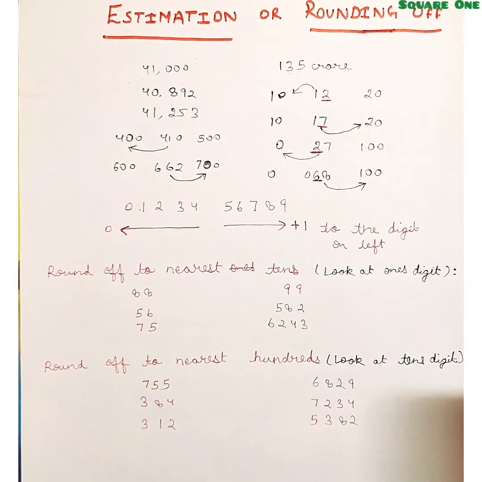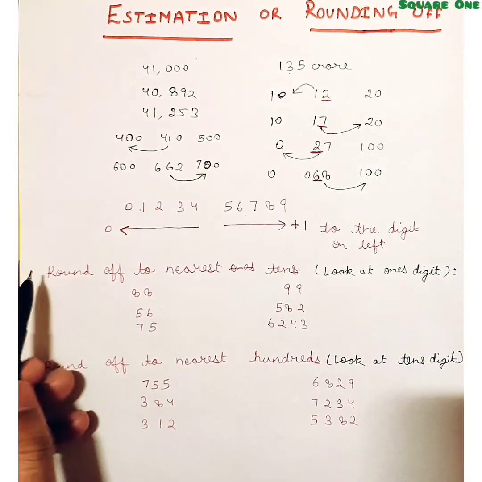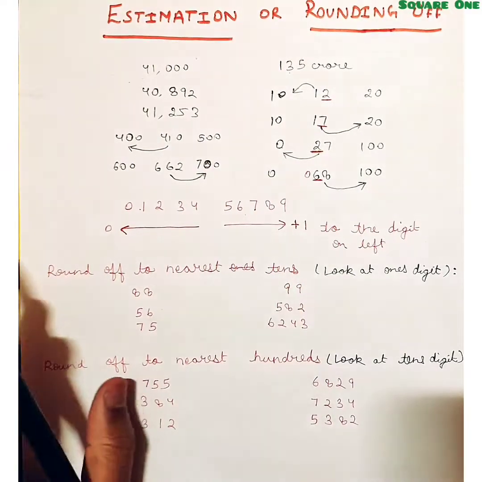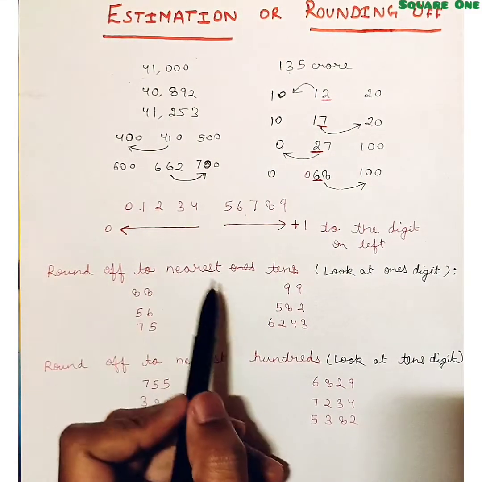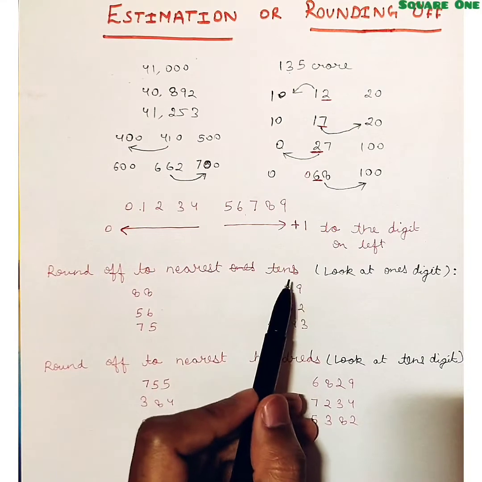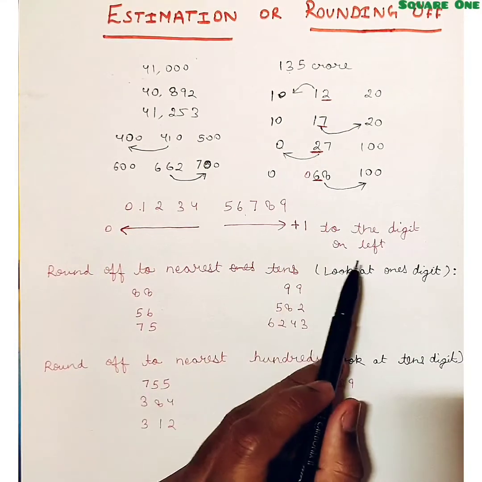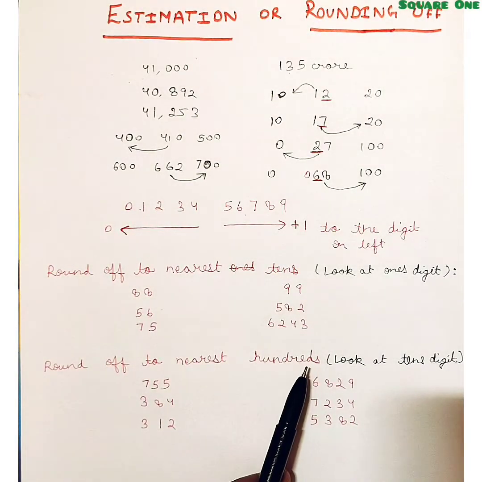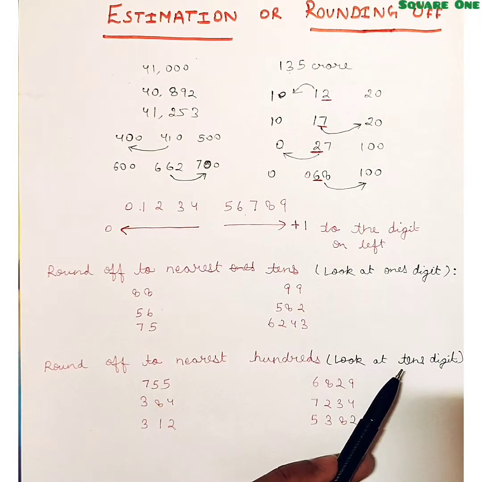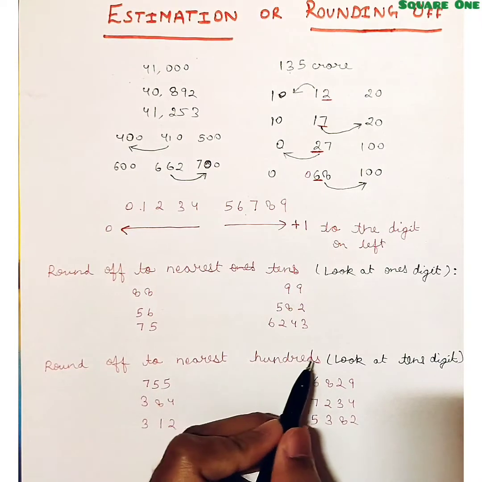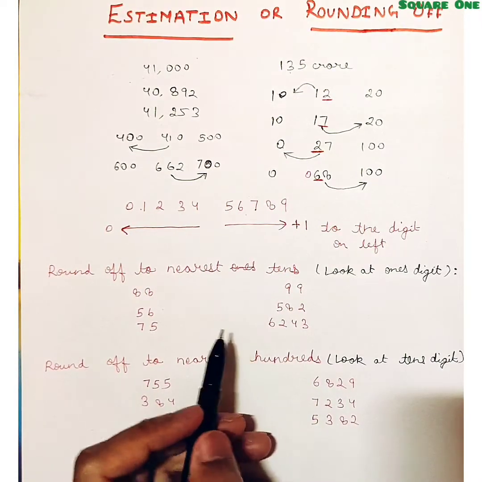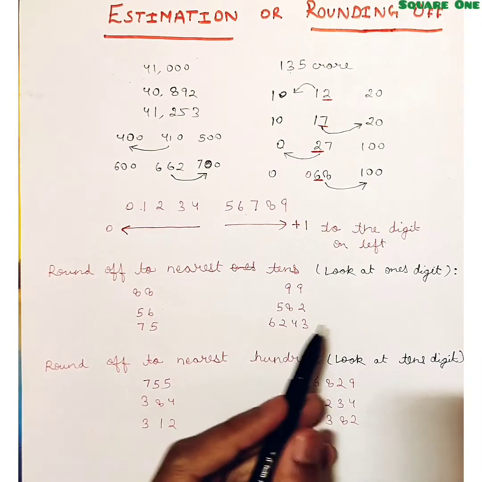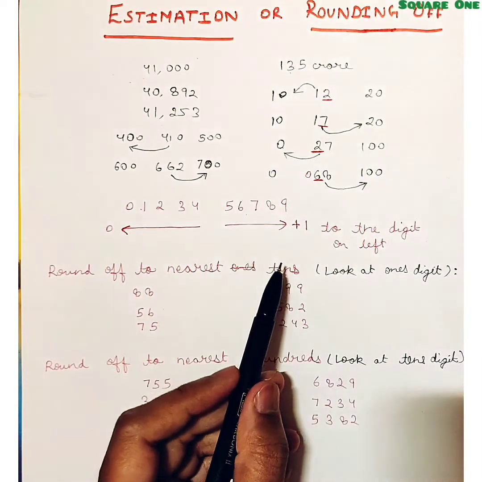Now let us see how to do round off. The first question says round off these numbers to the nearest tens. Whenever you are given a place that you have to round off these numbers to, if it is given tens, you have to look at the ones digit. If it is given round off to nearest hundreds, you have to look at the tens digit. That means whichever place that you are given here, you have to look at the digit that is next to it. Okay. The next digit after hundreds is tens. Next digit after tens is ones.